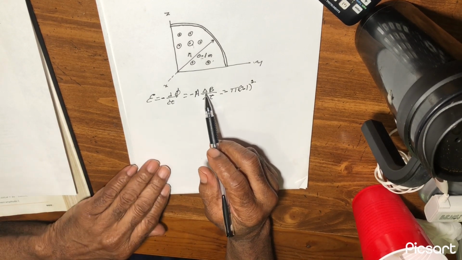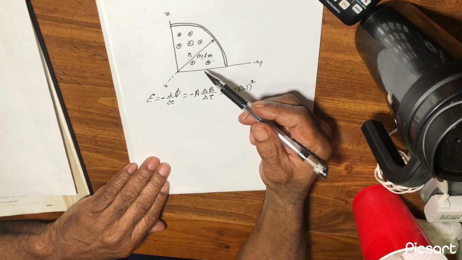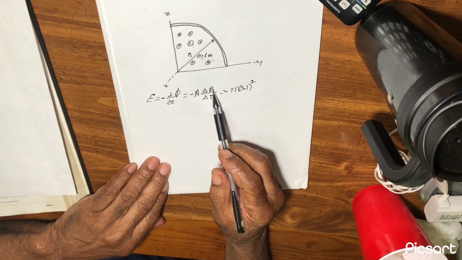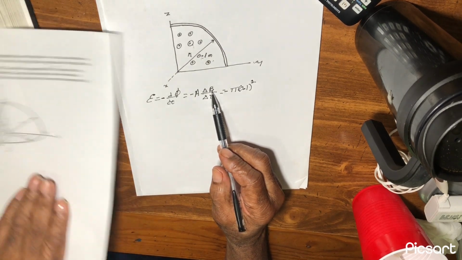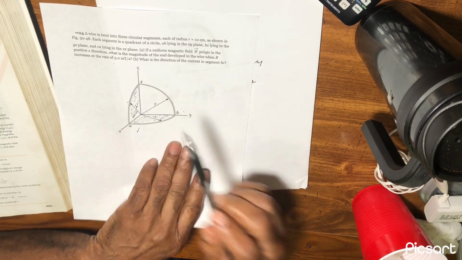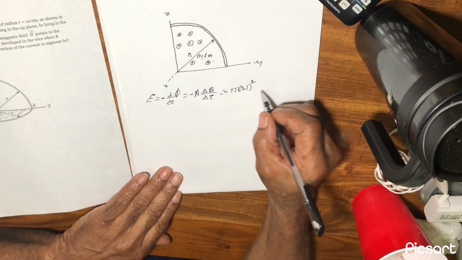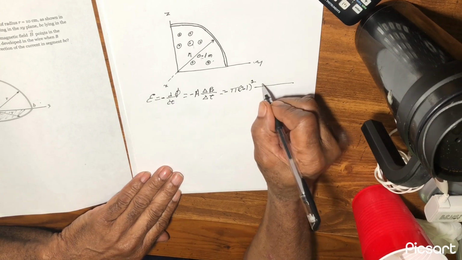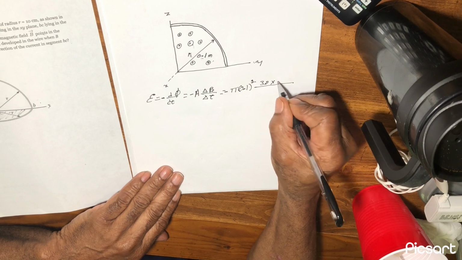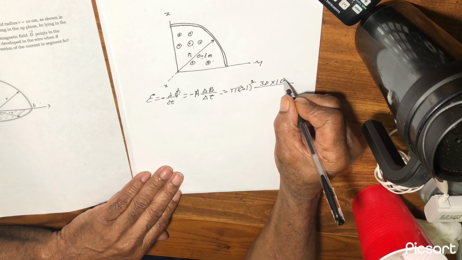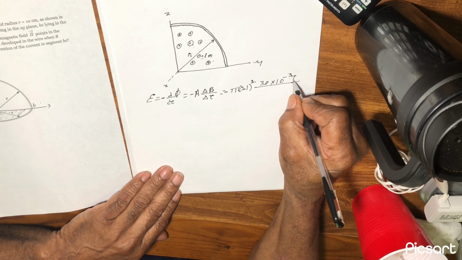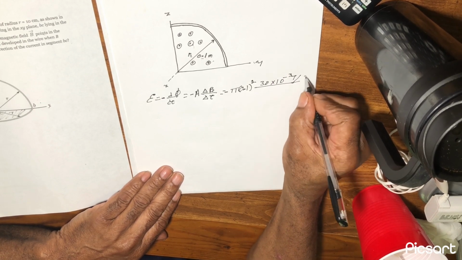We'll just say it started at 0 to what we're interested in. So we won't show the 0 in here. We'll just show B. So B is 3.0 milliteslas per second. So that is 3 times 10 to the minus 3 Tesla per second.